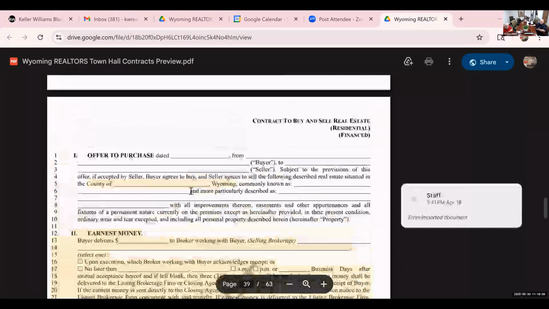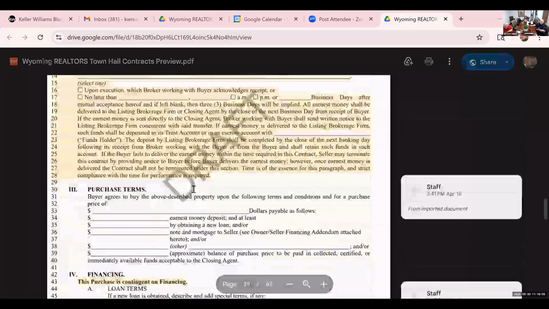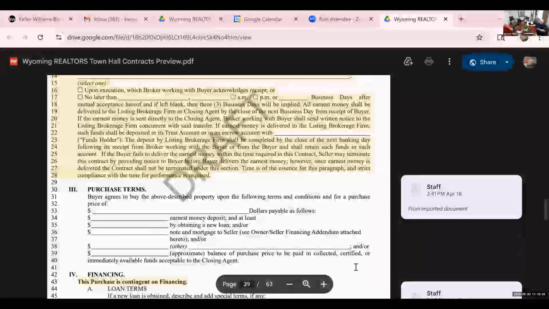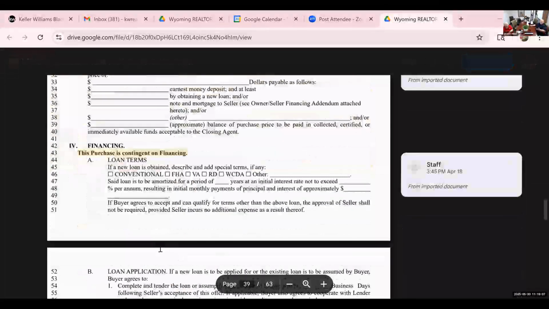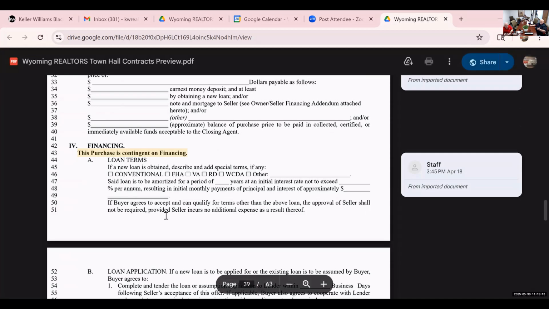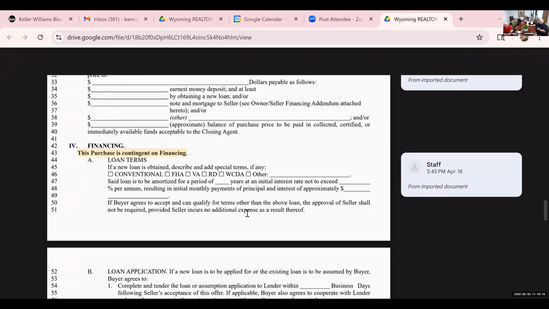Anyway, when you're doing it down here, for what you've got: if the buyer agrees to accept and can qualify for terms other than the above loan, the approval of the seller shall not be required, provided the seller incurs no additional expenses as a result thereof. So you probably can't delay the contract or have them charged anymore. So now FHA repairs or VA repairs might automatically.